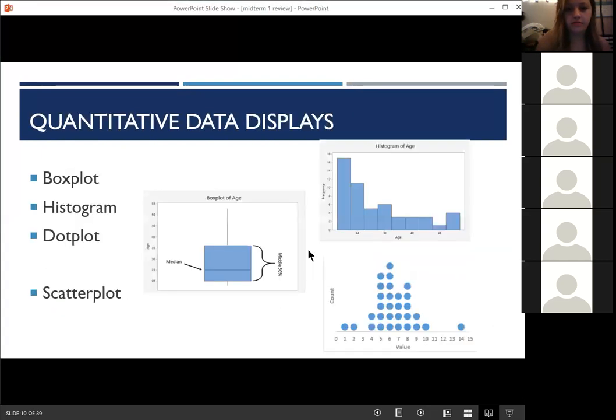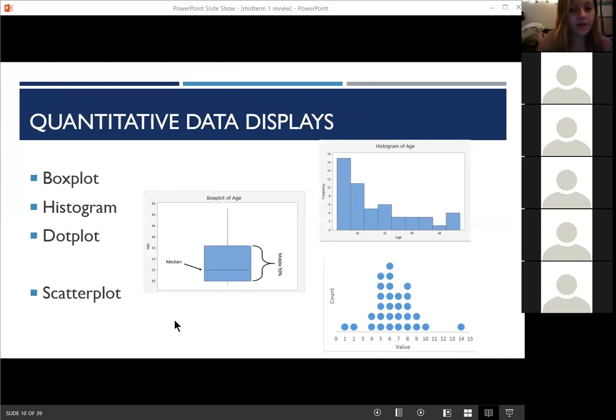Okay, so we have quantitative data displays. These are just examples of different types of distributions or displays that you can use to display quantitative data. So remember, these are different variables that have a value attached to them. All these can only be used for quantitative data. They can't be used for categorical or any of that.